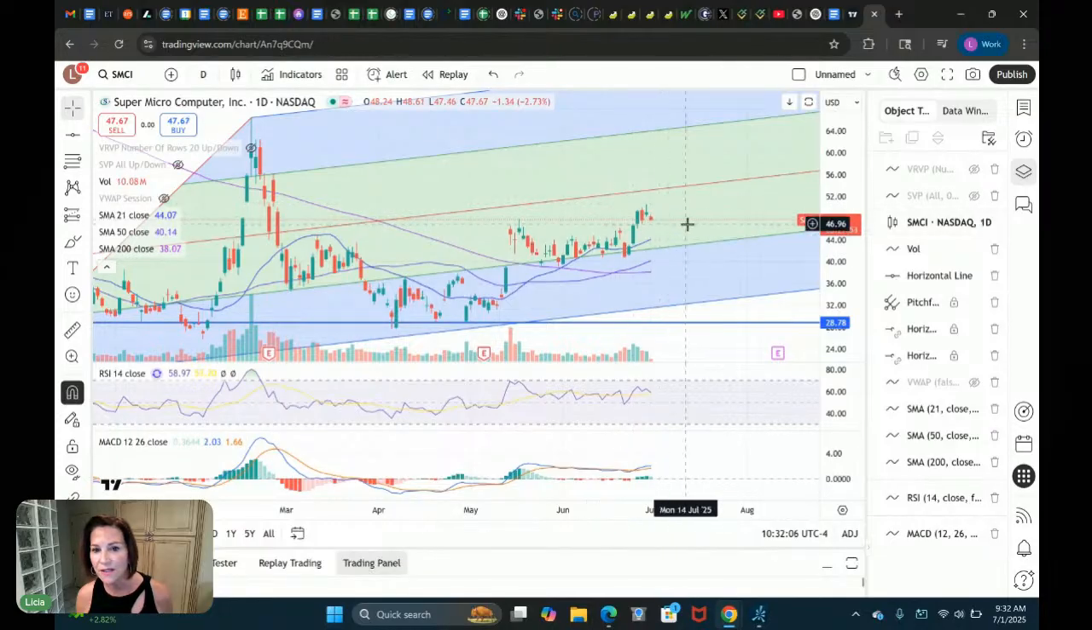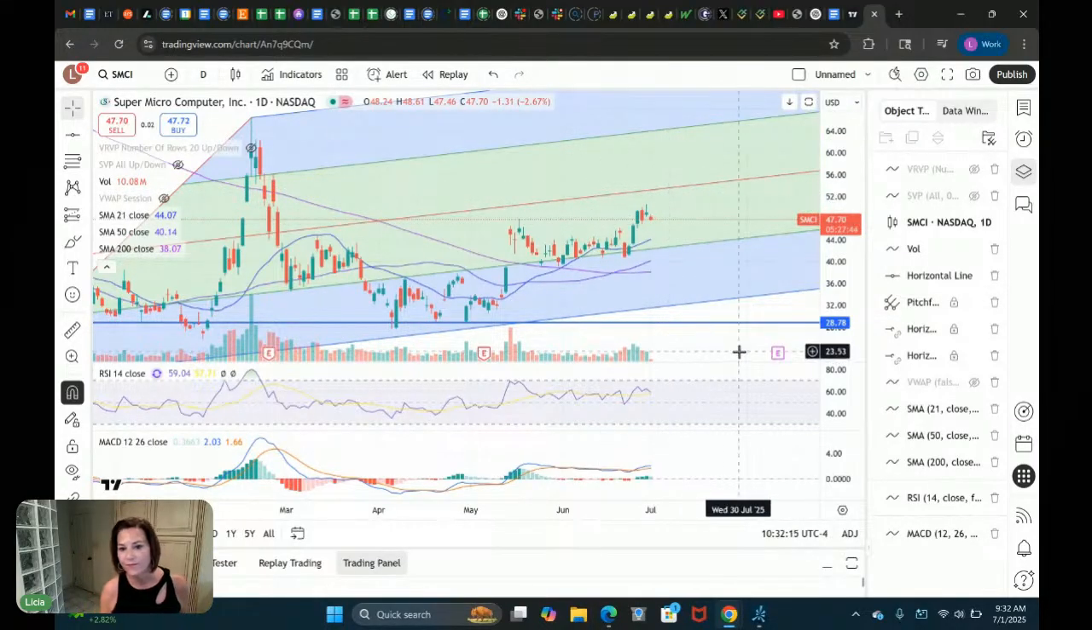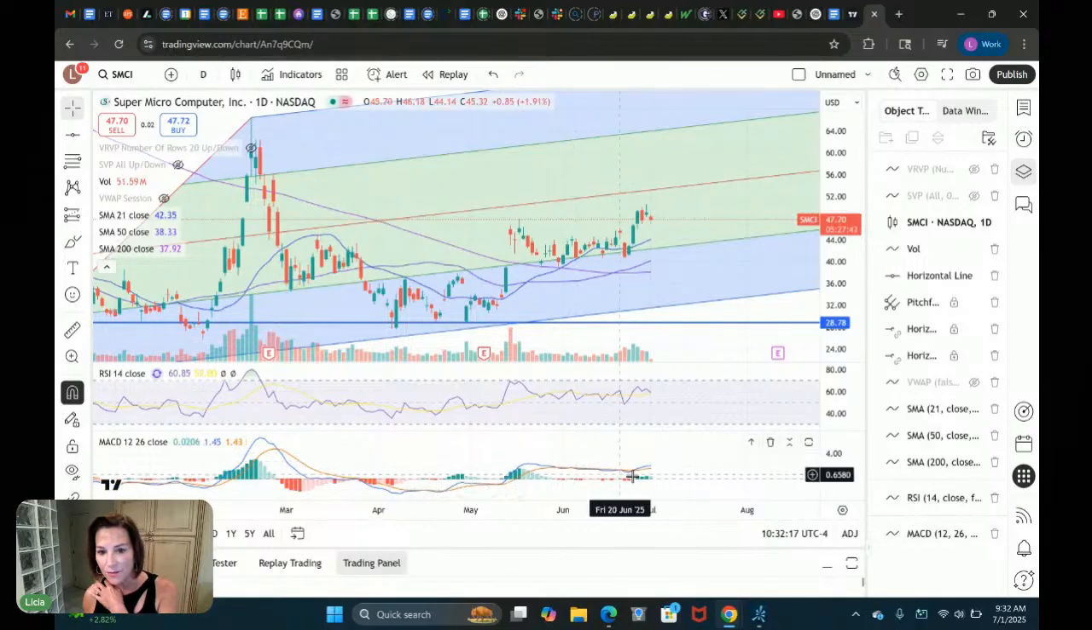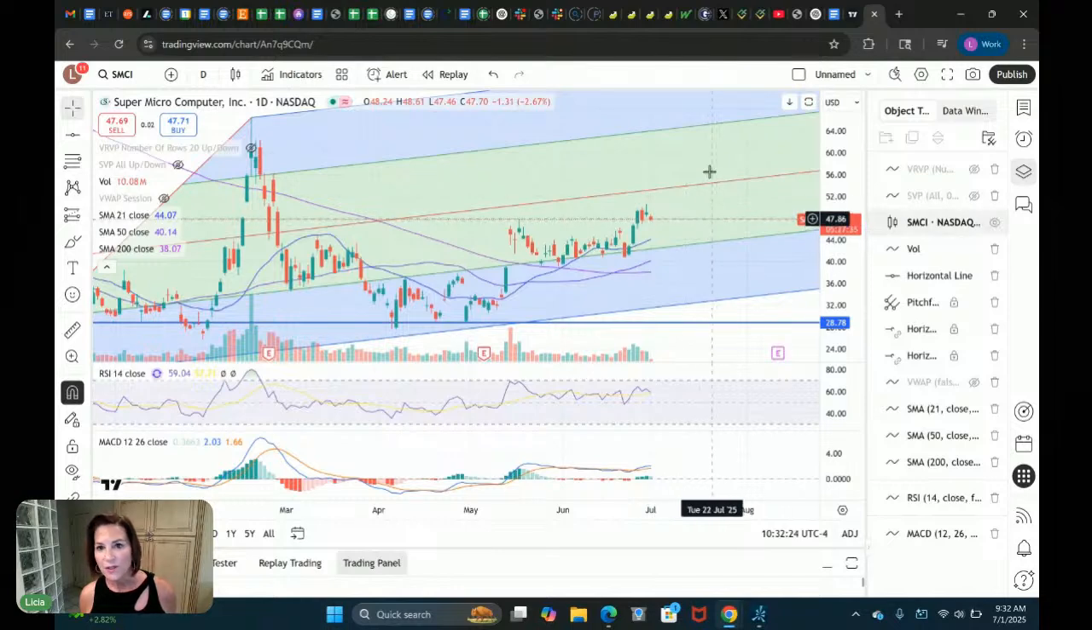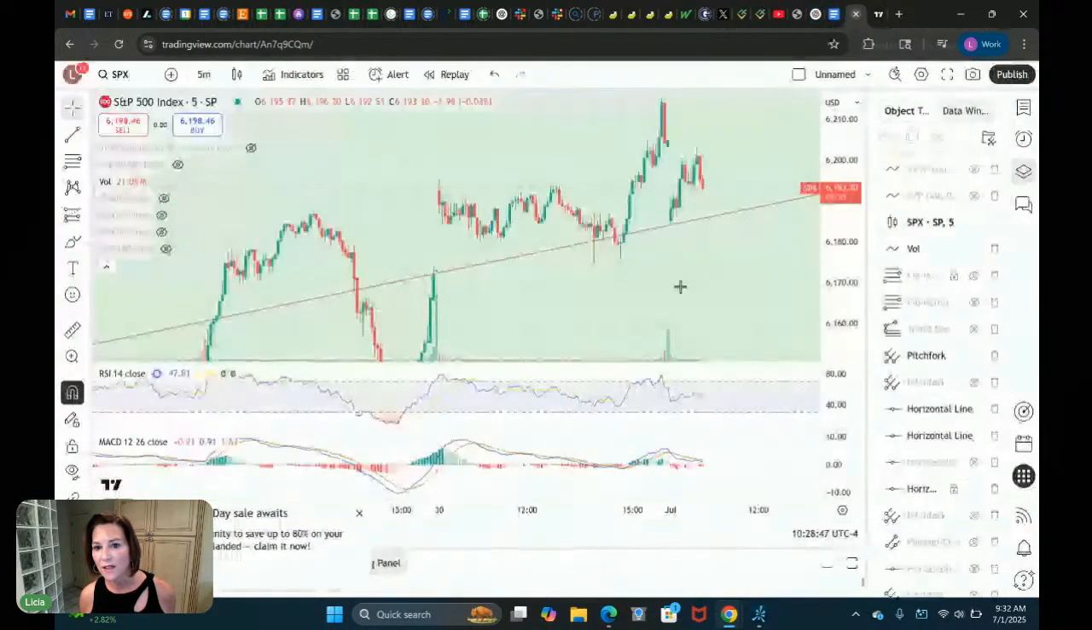SMCI, add it to your list as a bull flag here. Use a close below 47. It should be going to 53. That's a good one. MACD is still bullish. RSI is trying to trade a little lower, but again, wait for some bullishness. The overall market's trading lower.